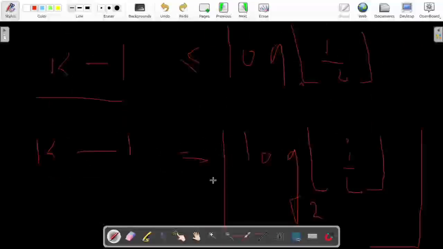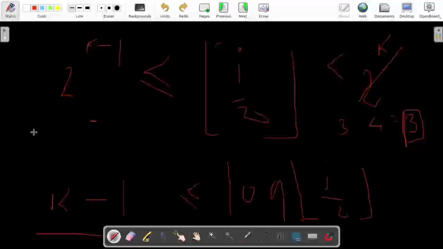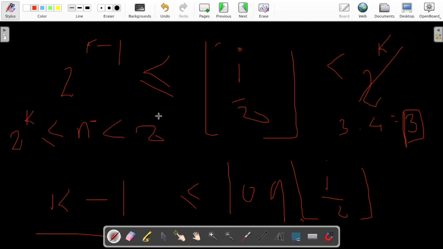Of course a lot of you may again have a doubt how that power will instantly get equal. Just remember what I said earlier, that we are considering an n which is greater than or equal to 2 to the power k and less than 2 to the power k plus 1.